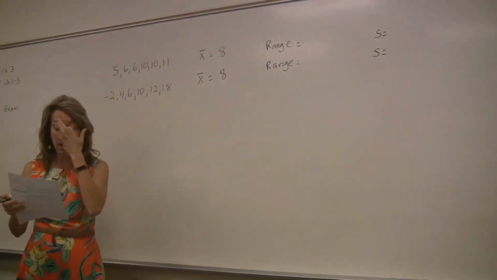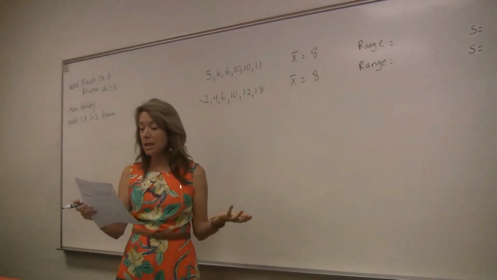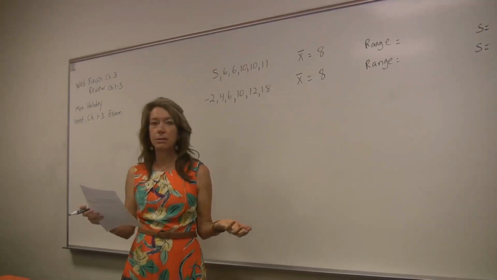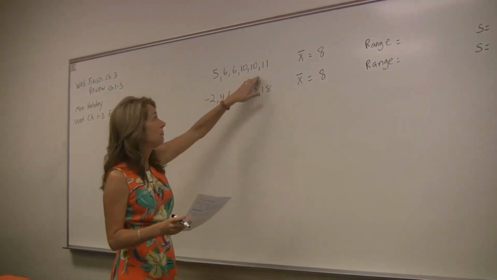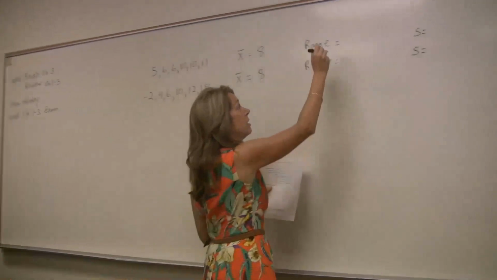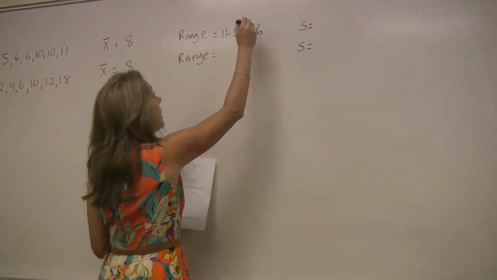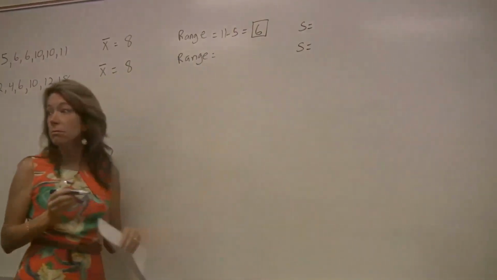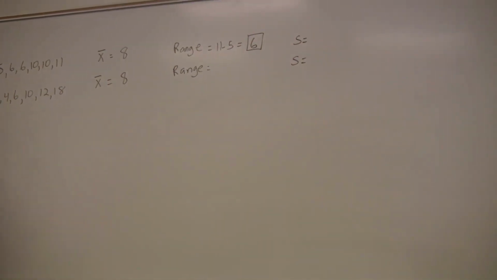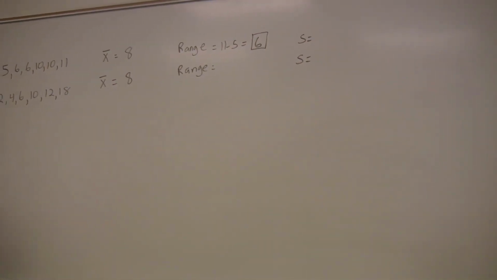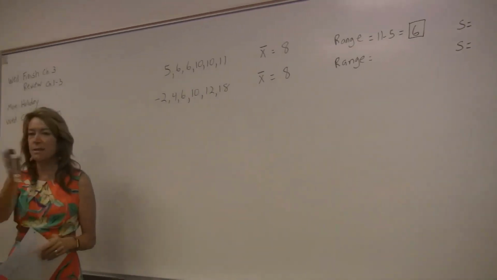The very first thing underneath the list there on your paper, the highest number minus the lowest number. So in this case, the range is 11 minus 5. The range is 6. They're spread out over 6. Like if you were on a number line counting from the lowest to the highest, it's a distance of 6.